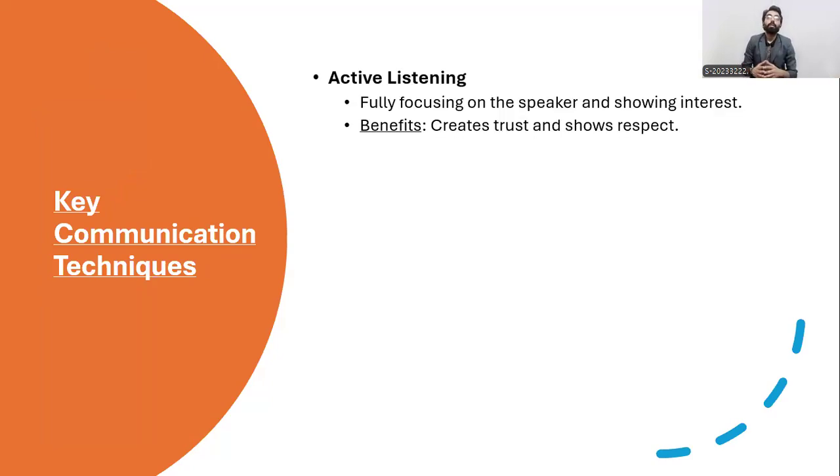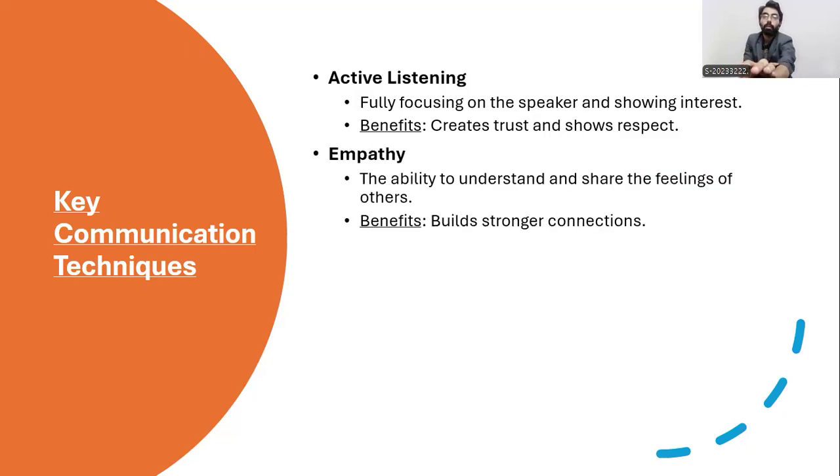Now, what are some of the key communication techniques? The first one is active listening. If you are an active listener, it means that you are listening to the other person. It would create trust between you, and it would show the other person that you are respecting them by listening to them. How could you be an active listener? You should focus on the speaker and also show that you are interested in what the other person is conveying.